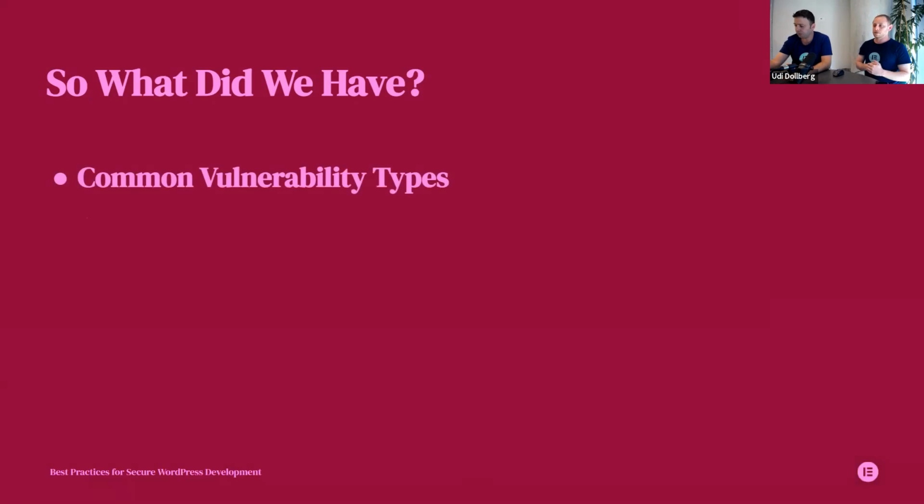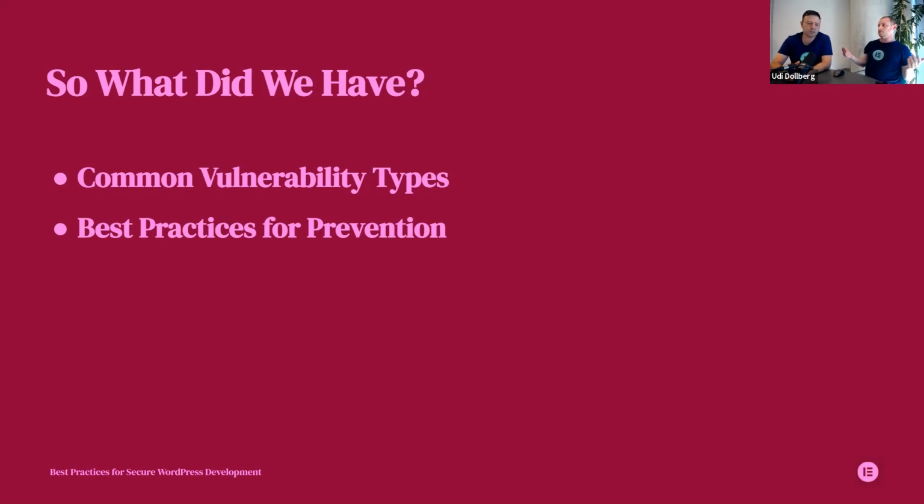So what did we discuss here? Let's sum it up for you guys to make it a little bit more organized. We talked about common vulnerability types, cross-site scripting, CSRF, and best practices for prevention, the things that we actually do in Elementor. I guess no one is fully safe, but you do what you can. And if you follow these best practices, you're going to be 99% covered. It's a mindset. It's actually something that you need to train. You set yourself to develop with security in mind.